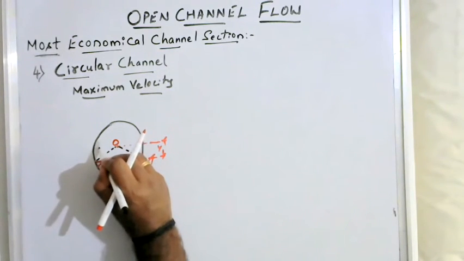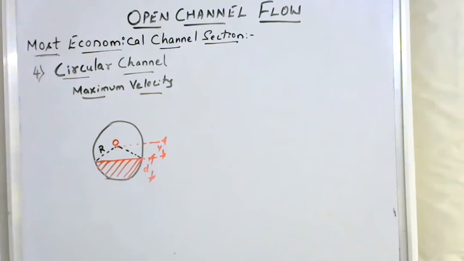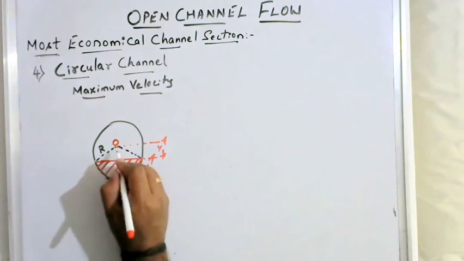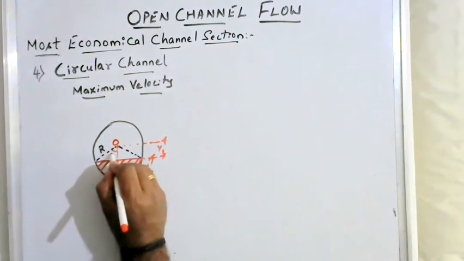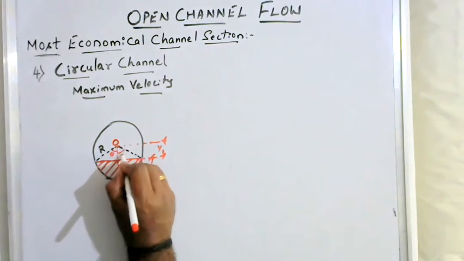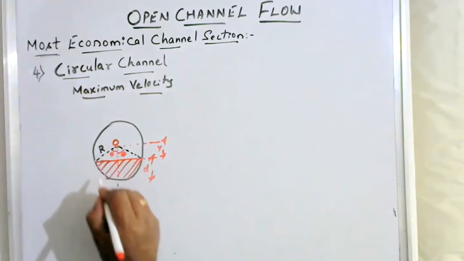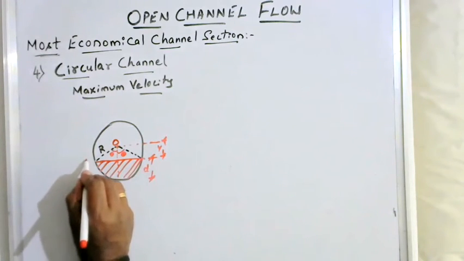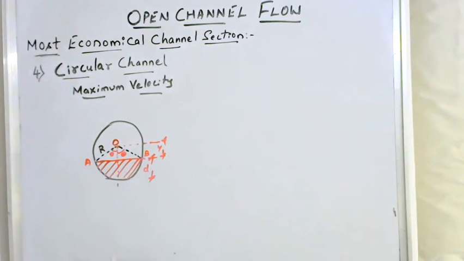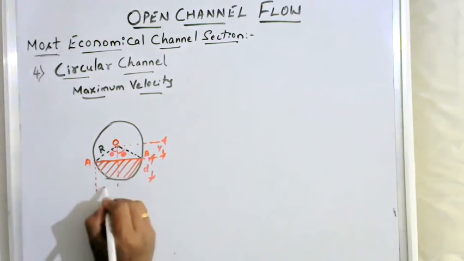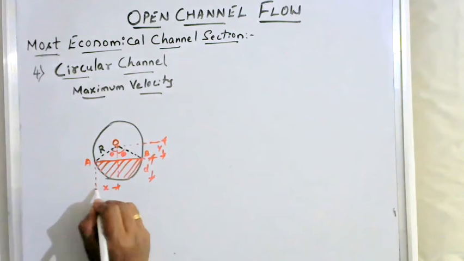The radius of the circular channel is r, and each angle I consider as theta. Therefore, the total angle of this sector is 2 theta. Let me name these points A and B. This horizontal distance I take as x on both sides.